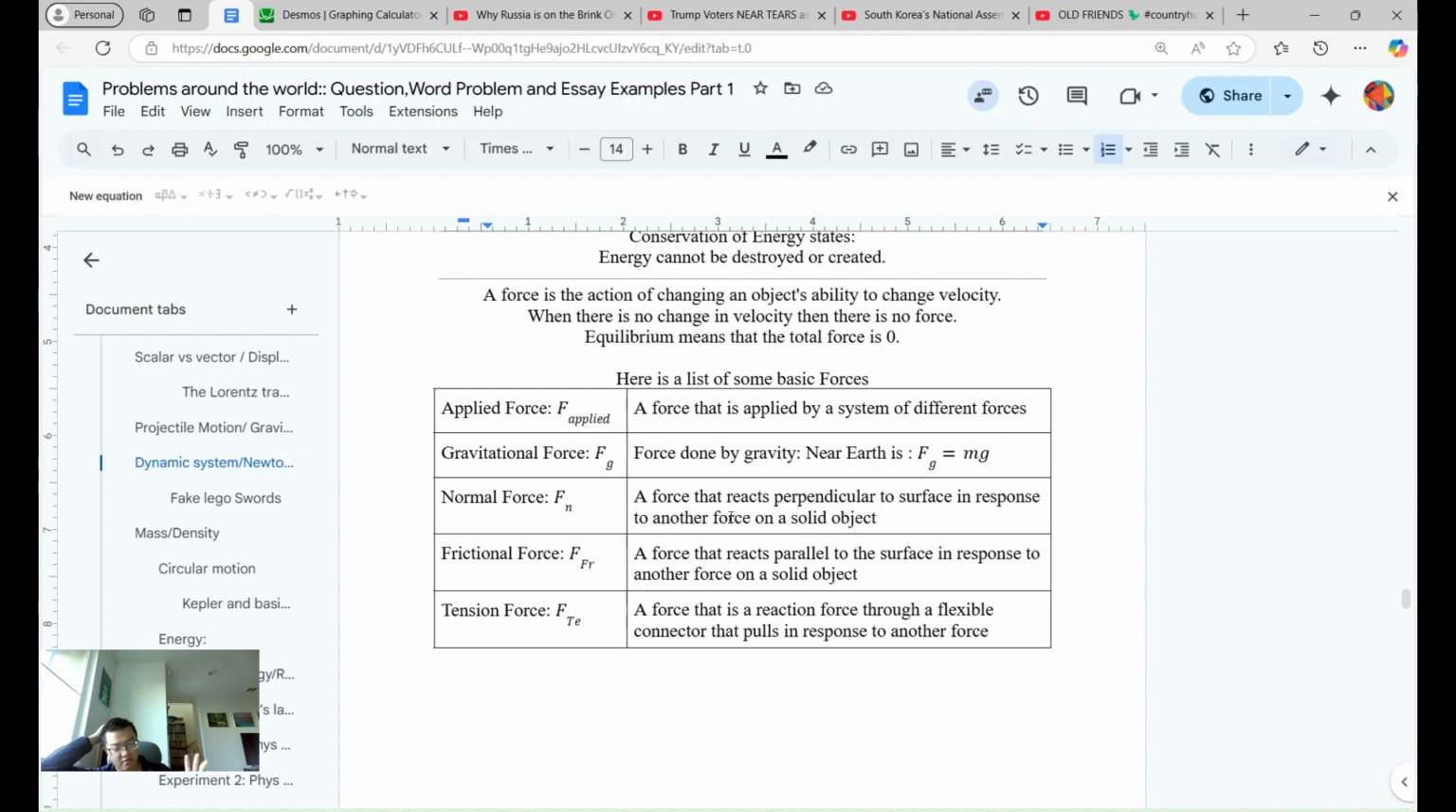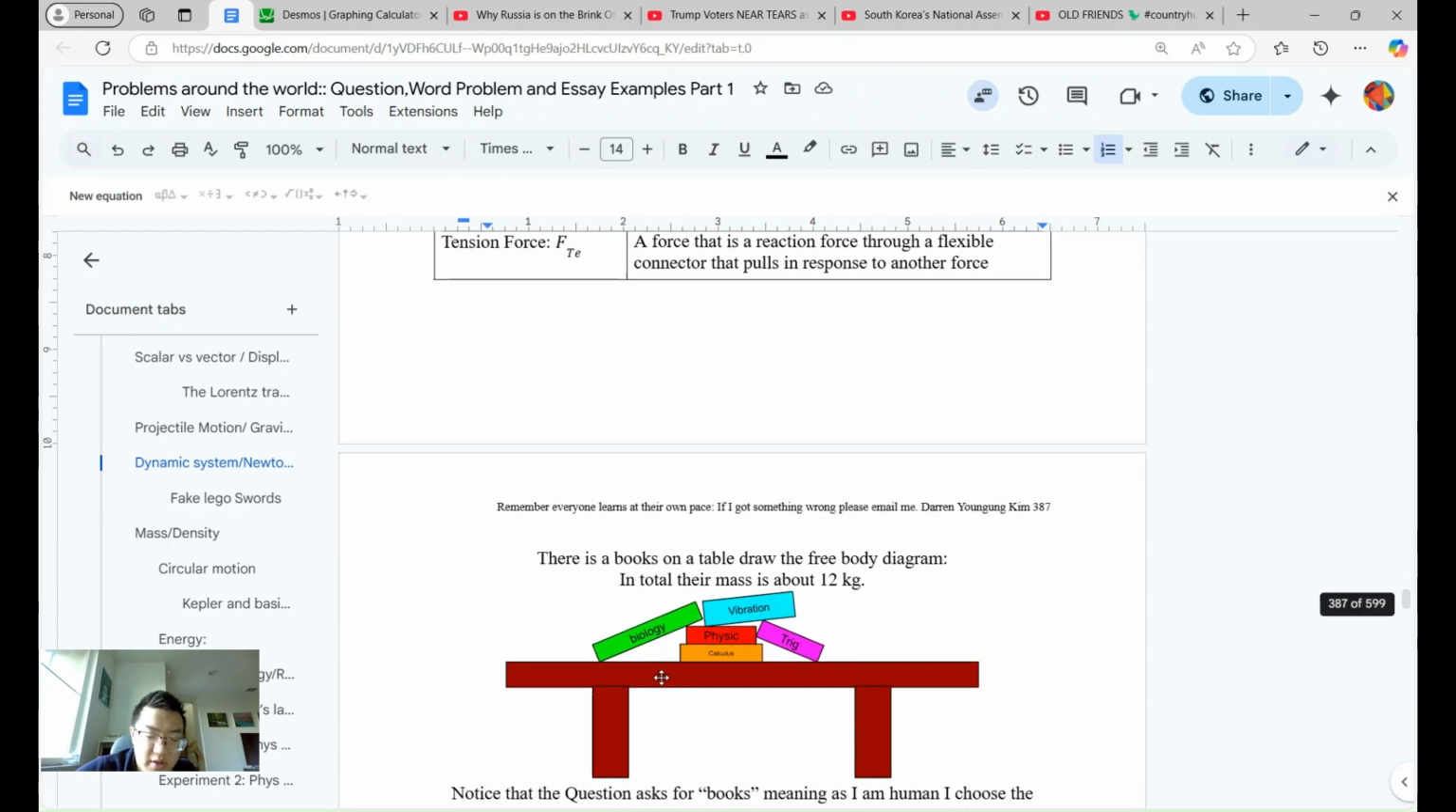And then the normal force would be the reason it doesn't keep on going down when it hits the table. And then the frictional force stops it from sliding everywhere. And then there's a magnetic force and all the other stuff. But the magnetic force and the electric force are a little more intense, so we'll focus on them a little later on.